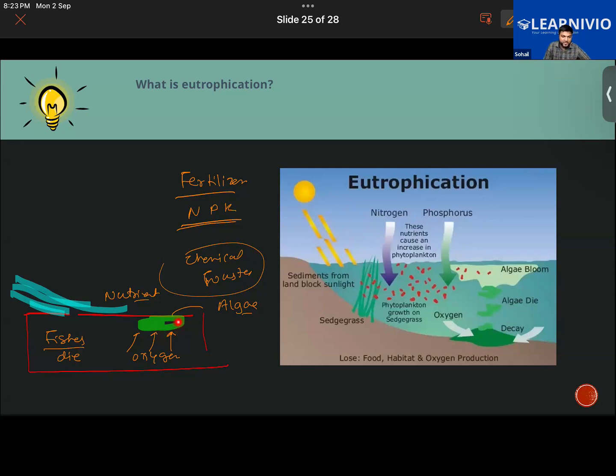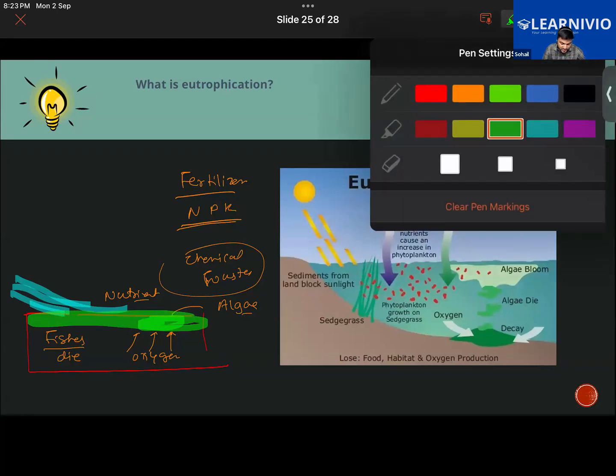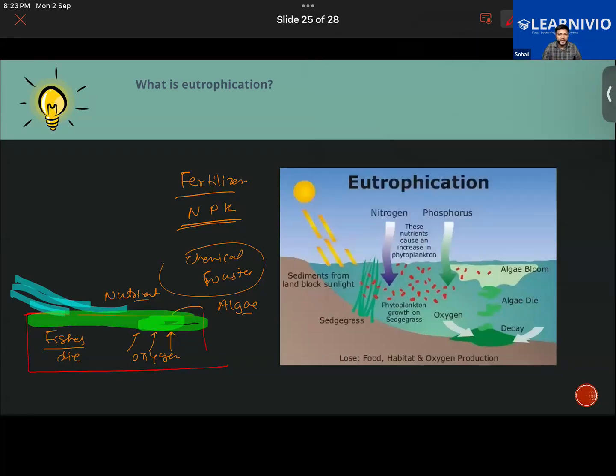What happens is there will come a time that this alga will grow so much that a green carpet-like layer will develop above the water body. So what is happening over here? This process is called eutrophication, in which there is a presence of an excess amount of nutrients in the water, especially in stagnant water like in a pond where the water is not flowing.